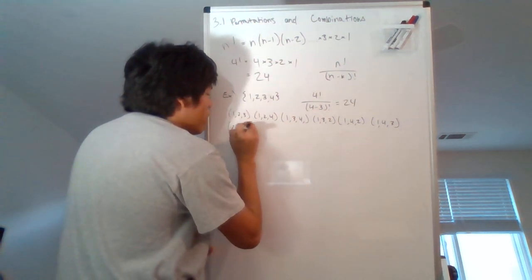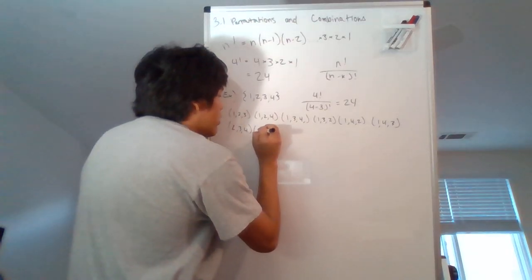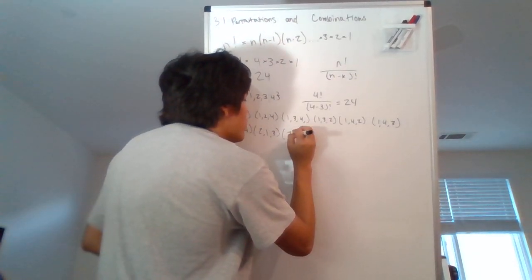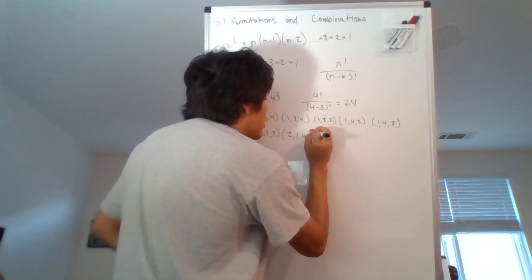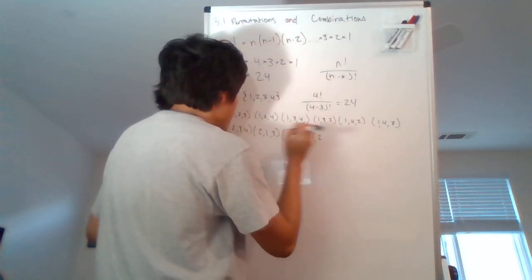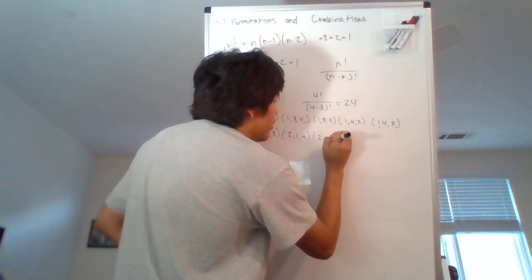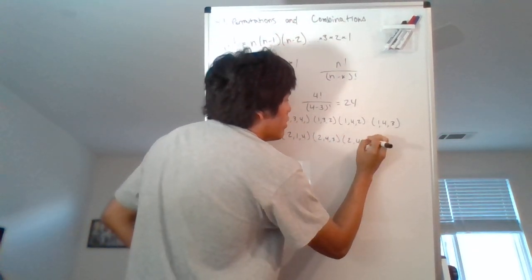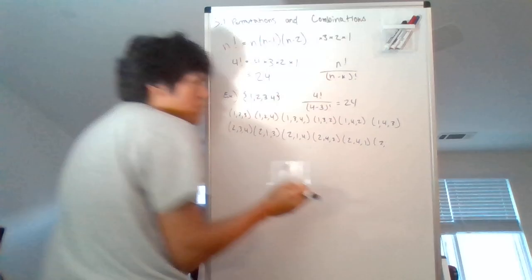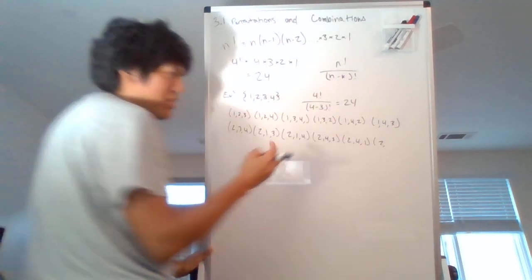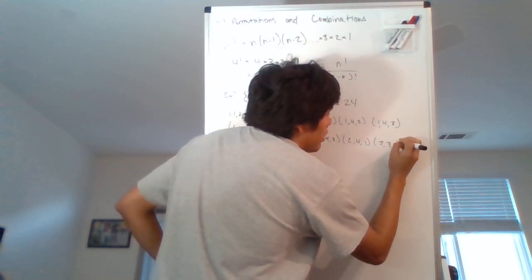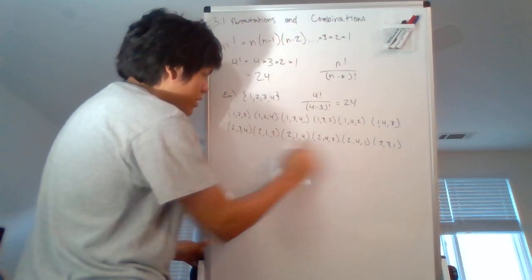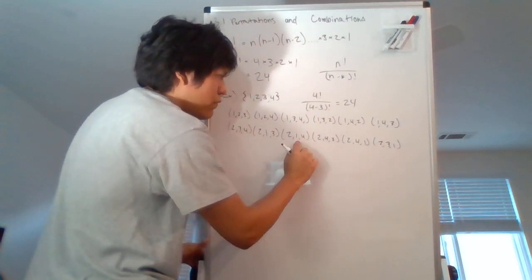So 2, 3, 4. 2, 1, 3. 2, 1, 4. 2, 4, 3. 2, 4, 1. 2, 3, 1. Let's see. 3, 4, and 4, 3. 1, 3, and 3, 1. 1, 4, and 4, 1.